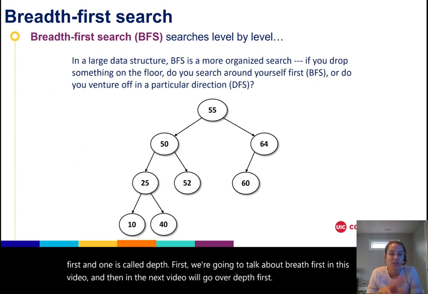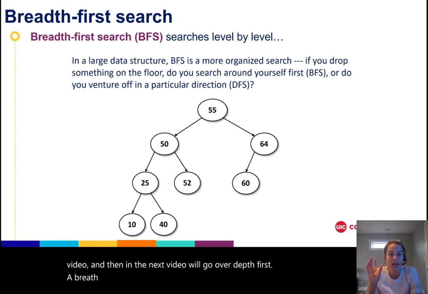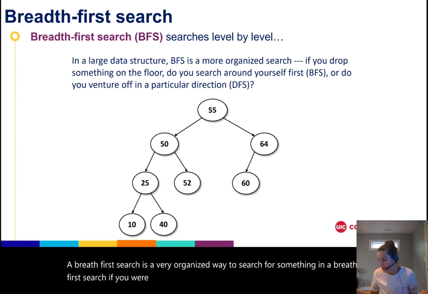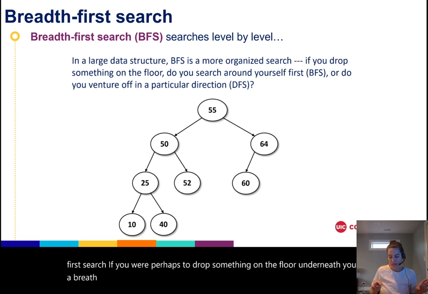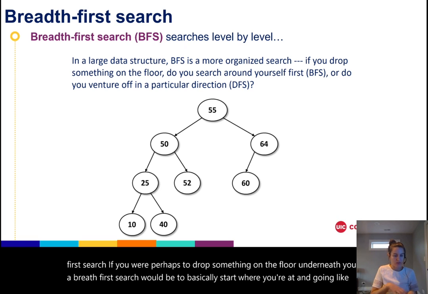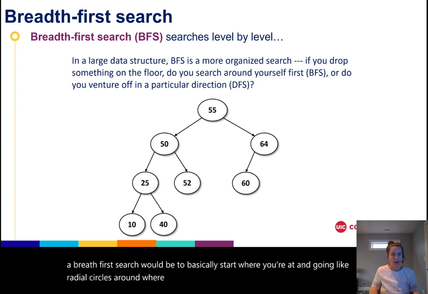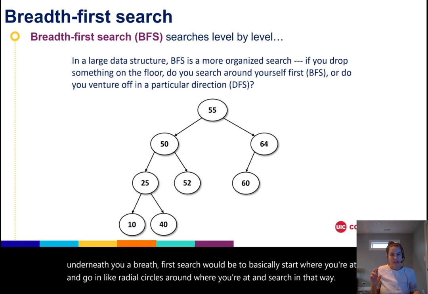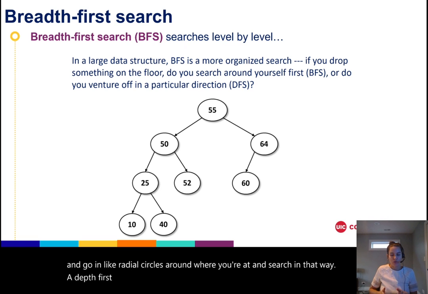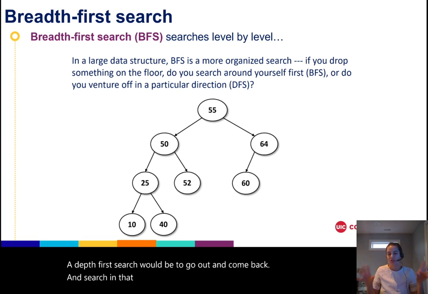A breadth first search is a very organized way to search for something. If you were perhaps to drop something on the floor underneath you, a breadth first search would be to basically start where you're at and go in radial circles around where you're at and search in that way. A depth first search would be to go out and come back and search in that way. So those are generally the two ways.